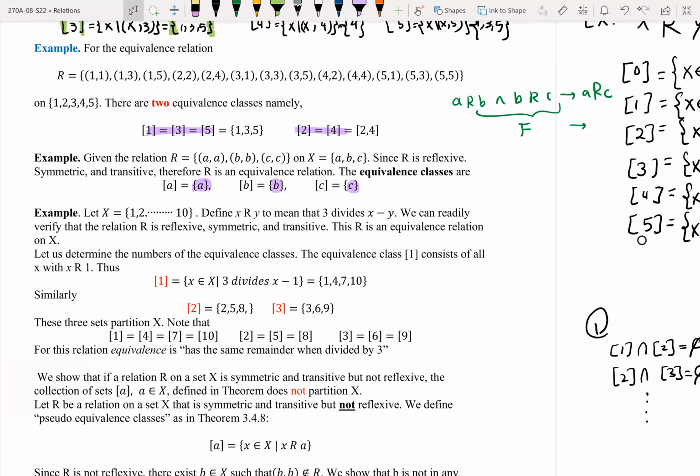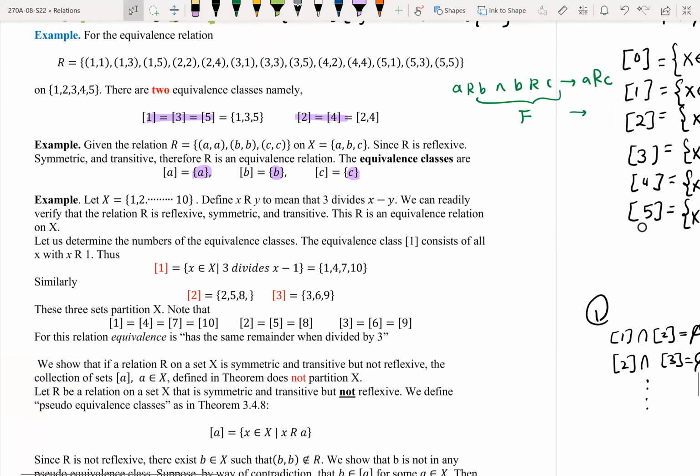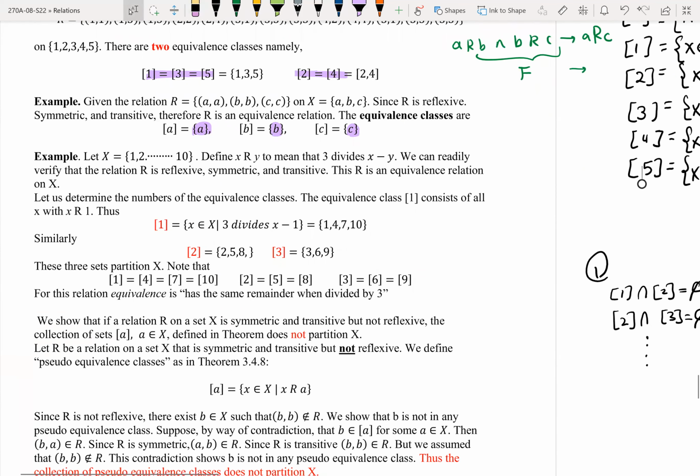Is this a partition? Do I have any intersection? No. If I union them, do I make the whole entire set? Yes. So that's a partition. Okay, this is another example.